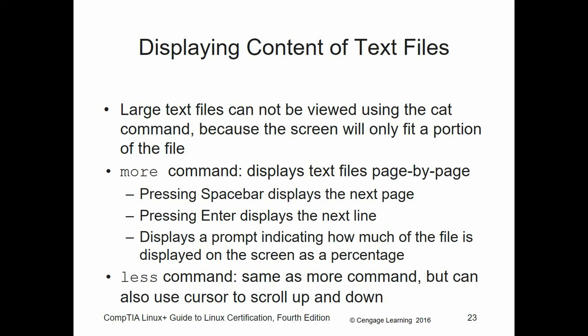Long text files cannot be viewed using the cat command because the screen will only fit a portion of the file. The more command displays text files page by page. Pressing the spacebar displays the next page. Pressing enter displays the next line, and pressing q exits; a prompt indicates how much of the file is displayed on the screen as a percentage. The less command is the same as the more command, but it can also use the cursor to scroll up and down.